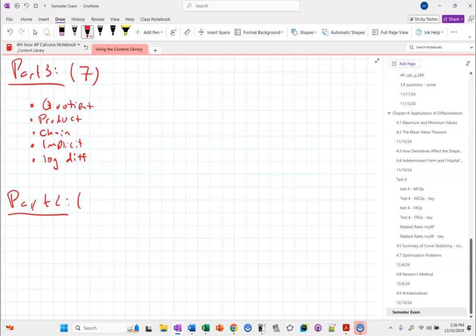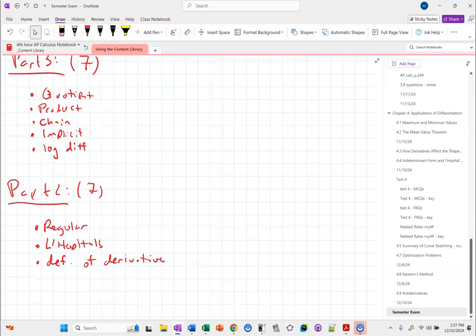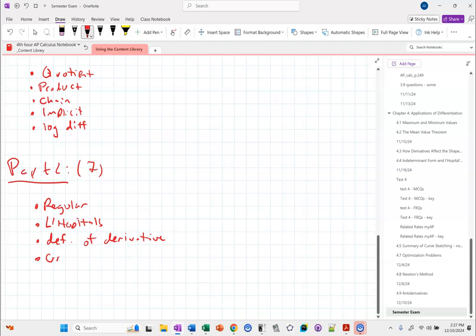So in part 2, those are the derivative ones, or the limit ones. 1, 2, 3, 4, 5, 6, 7 of those. You're going to have regulars. You're going to have L'Hopitals. You'll have the definition of a derivative. You'll have from a graph. But you should be able to do that kind of stuff.